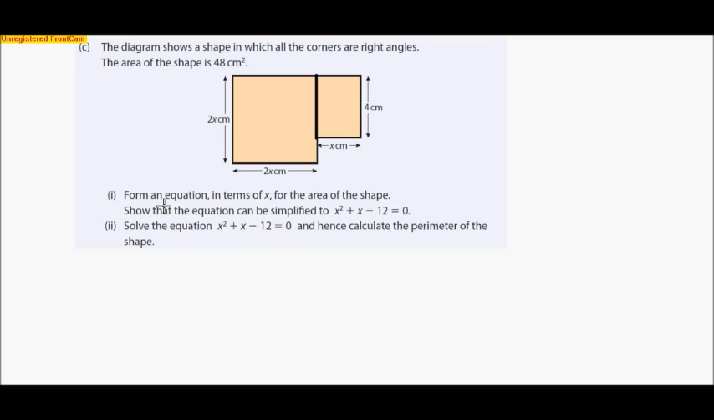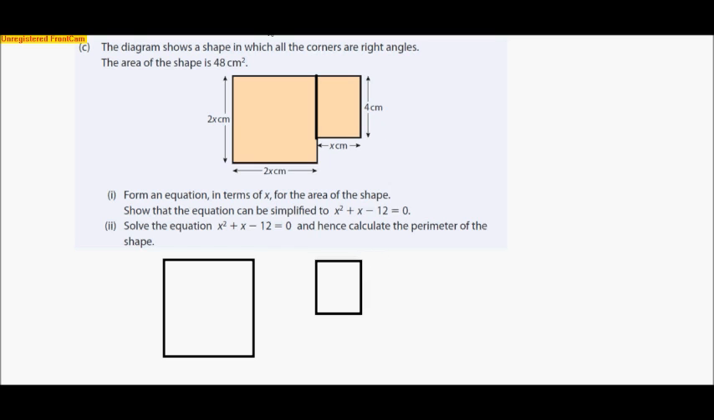Form an equation in terms of x for the area of the shape. Show that the equation can be simplified into x squared plus x minus 12 equals 0. So look, what we actually have in effect is two rectangles. The first rectangle here and the second rectangle here. We're just going to separate them out for a second.